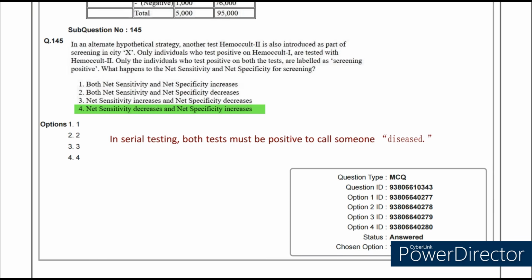So what they do in serial testing, both tests must be positive to call someone diseased. So if a person truly has the disease, but in the first test he was positive and in the second test he was negative, still that person is counted as disease free, because he needs to test positive in both the tests. So because of this, the sensitivity decreases and the specificity increases.